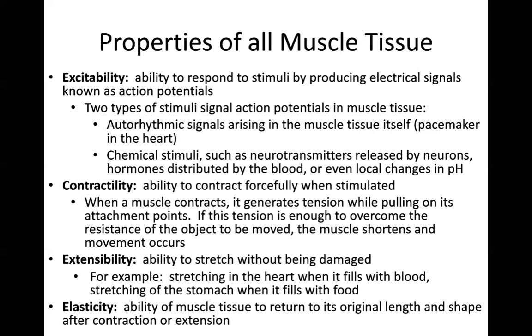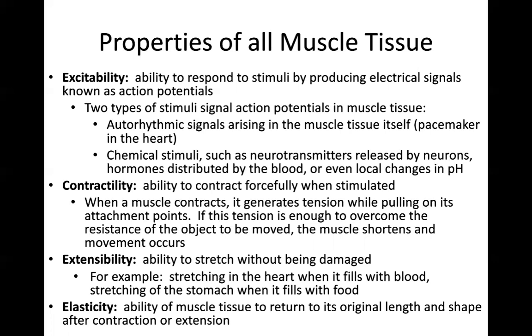Okay, our first property, the property that we should have a very good understanding of at this point in time, because we very recently talked about the nervous system. We spent several weeks talking about the nervous system and how neurons are excitable cells, so are muscle cells. Excitability refers to the ability to respond to a stimulus or stimuli, plural, by producing electrical signals known as action potentials. So that means muscles, and this is all three types, can become excited, in other words, create action potentials.